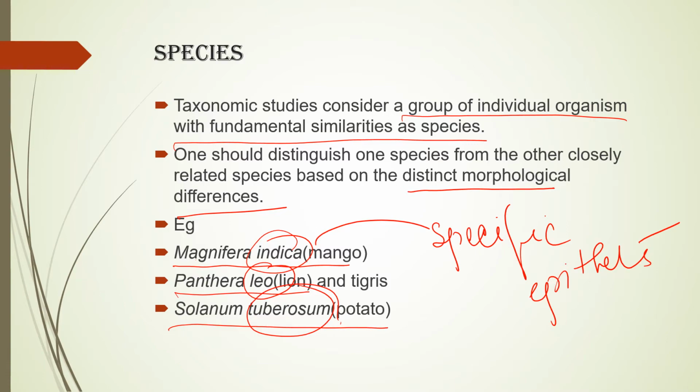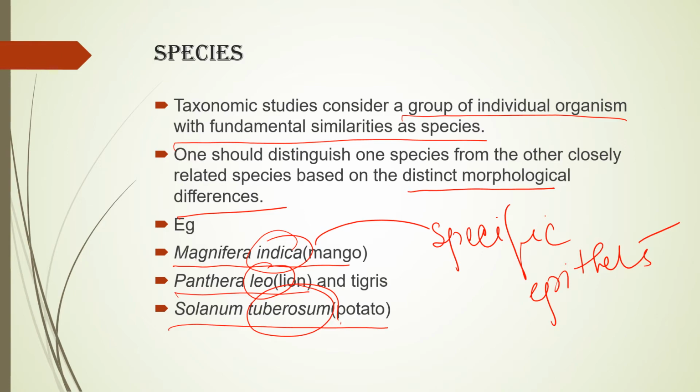So is it clear? These three, indica, leo and tuberosum, are representing specific epithets, whereas the terms Mangifera, Panthera and Solanum are representing the particular genera. And they represent another higher level of taxon or category. So genera means genus, the next higher level of category. So that is another higher level of the hierarchy. Now each genus may have one or more specific epithets representing different organisms.